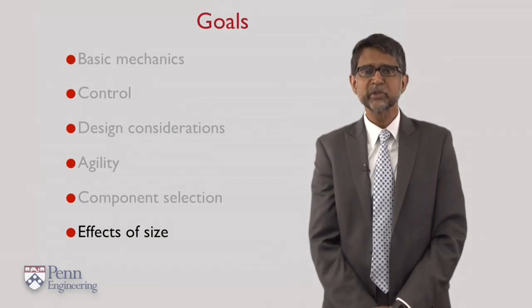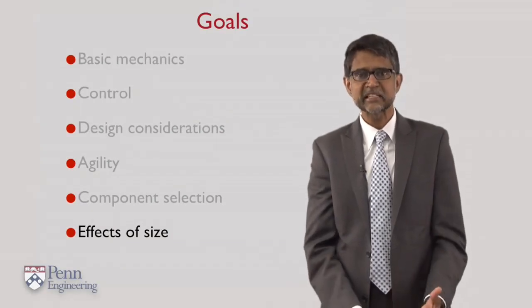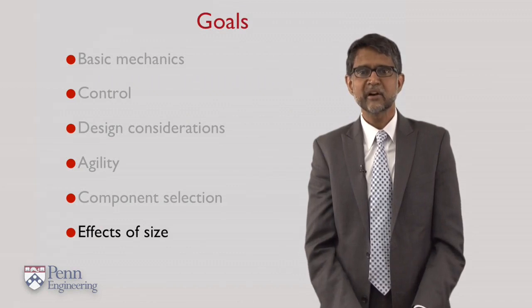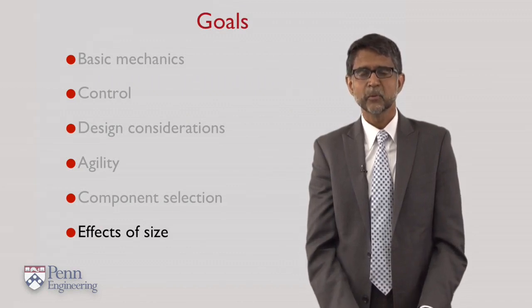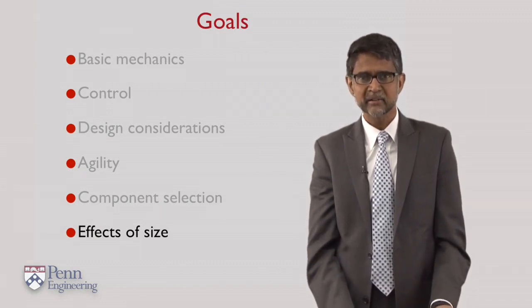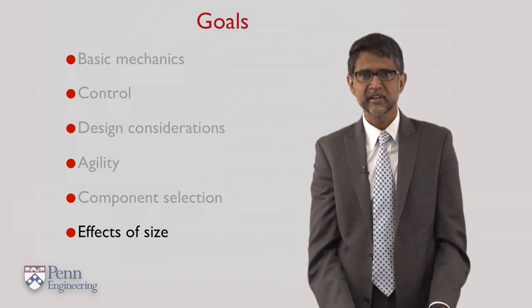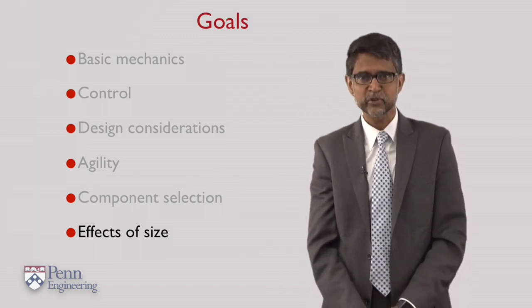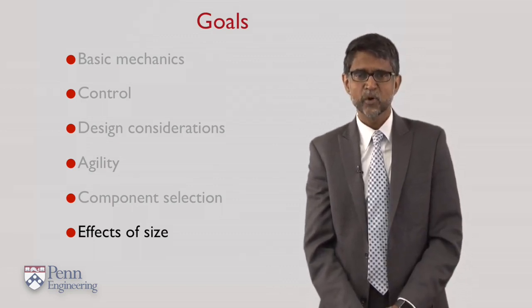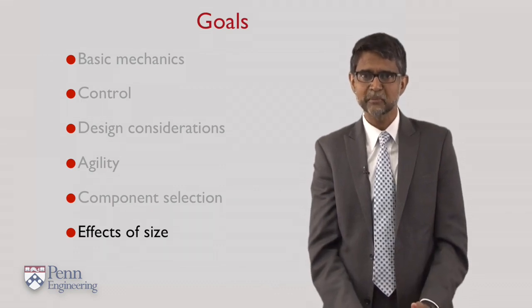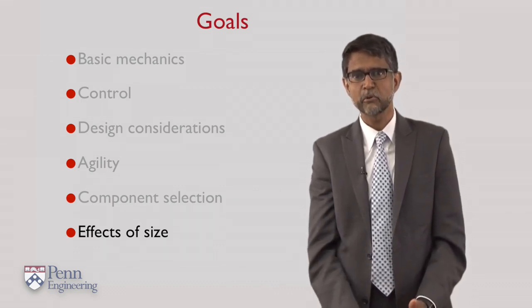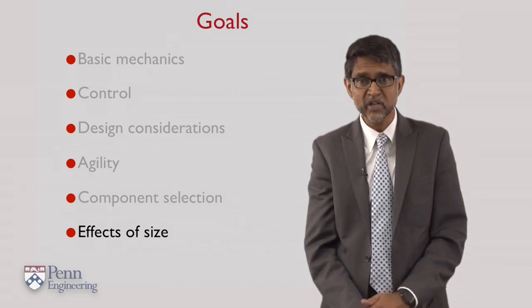Next, I want to explore with you the effects of sizing the platform. What does it mean to have a larger platform? Well, clearly it becomes bigger and it becomes heavier, and therefore the thrust to weight ratio changes. What does it mean to have a smaller platform? Well, the thrust to weight ratio might get better, or does it?